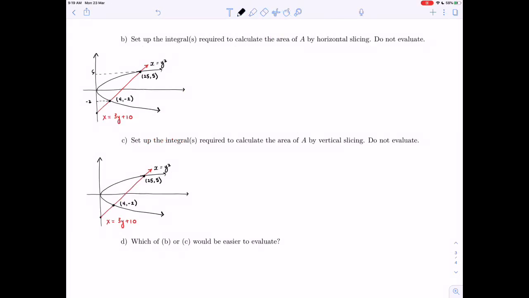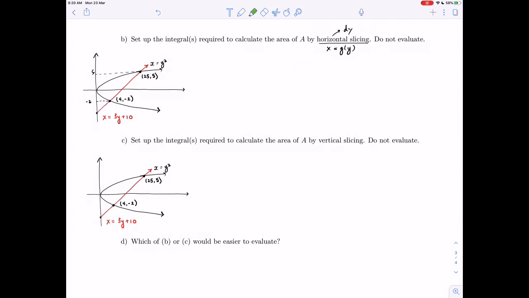Okay, so if we go down to question B, here we're asked to set up the integral or integrals required to calculate the area of A by horizontal slicing. And so horizontal slicing, we remember that's our rectangles drawn horizontally, and so we're looking for x as a function of y, which is how things are already set up.